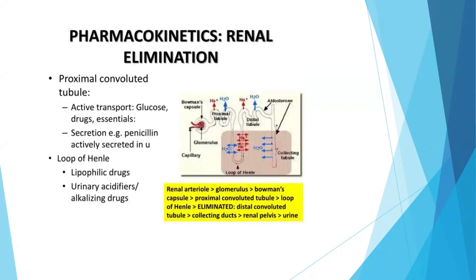Pharmacokinetics of renal elimination, continued. The proximal convoluted tubule has active transport of glucose and drugs, which are essential. For secretion, for example, penicillin is actively secreted in the PCT. In the loop of Henle, there is action of lipophilic drugs, the urinary acidifiers, and alkalizing drugs.